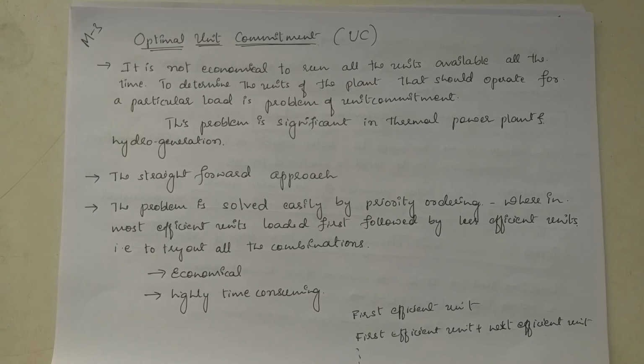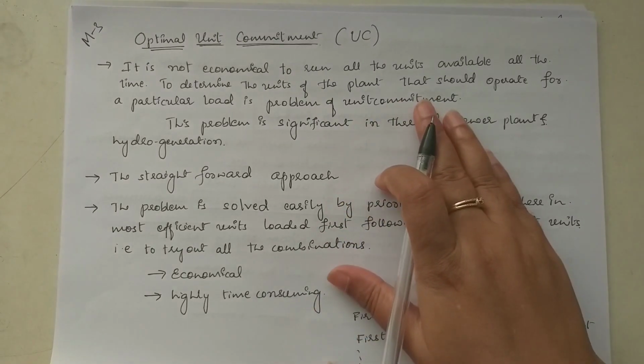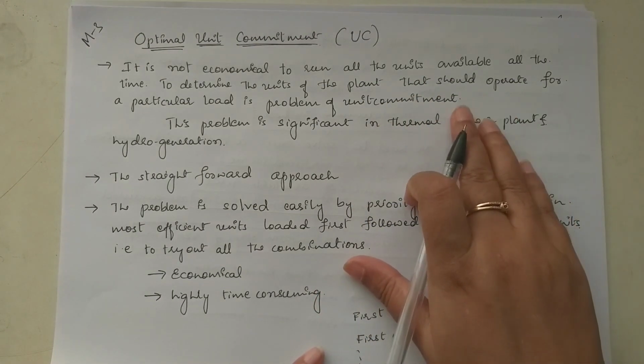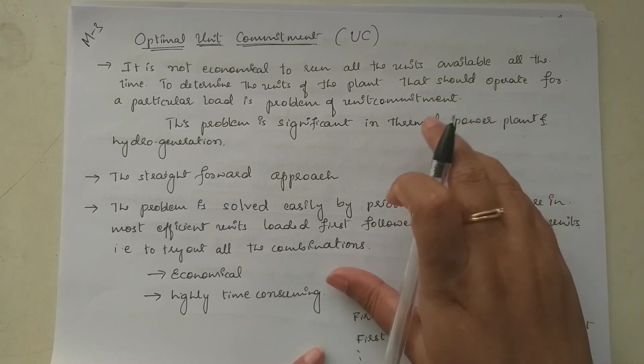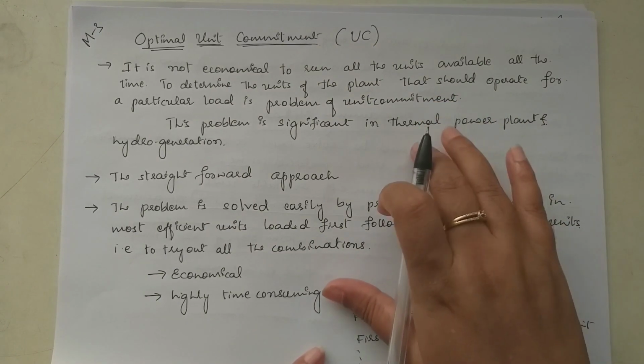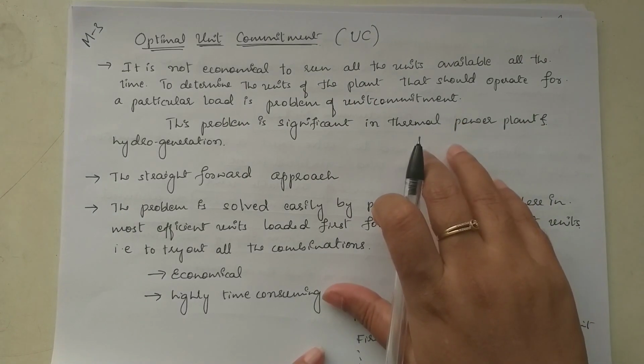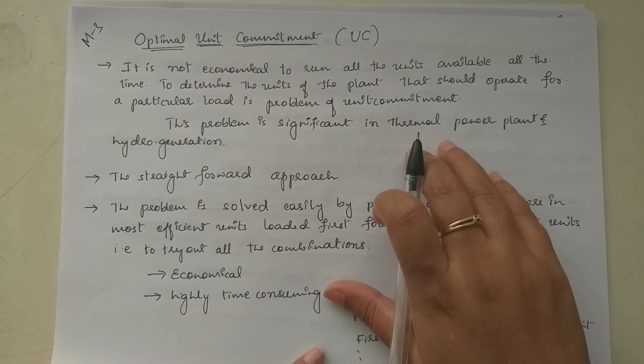In addition, the use of power supply has a weekly cycle, the load being lower over weekend days than weekdays. So it is evident that it is not economical to run all the available units all the time. To determine the units of the plant that should operate for a particular load is the problem of unit commitment. This problem is very important in hydel generation as well as thermal generation. It is easily solved using priority ordering and the dynamic programming method.